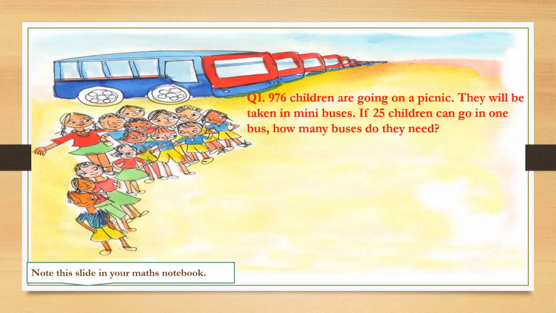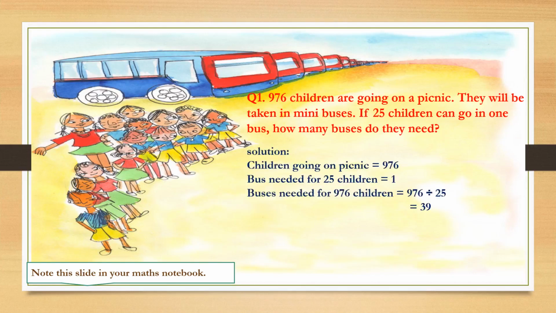What we know is the number of children, and we know that in one bus 25 children can go. So if I want to find out how many buses are needed, what I am going to do, I will send first 25 children to the first bus. Then in the next bus, I'll send another 25 children. Then another 25 children to the third bus. So what I am doing is just dividing the number of children into groups of 25, because in one bus 25 children can go.